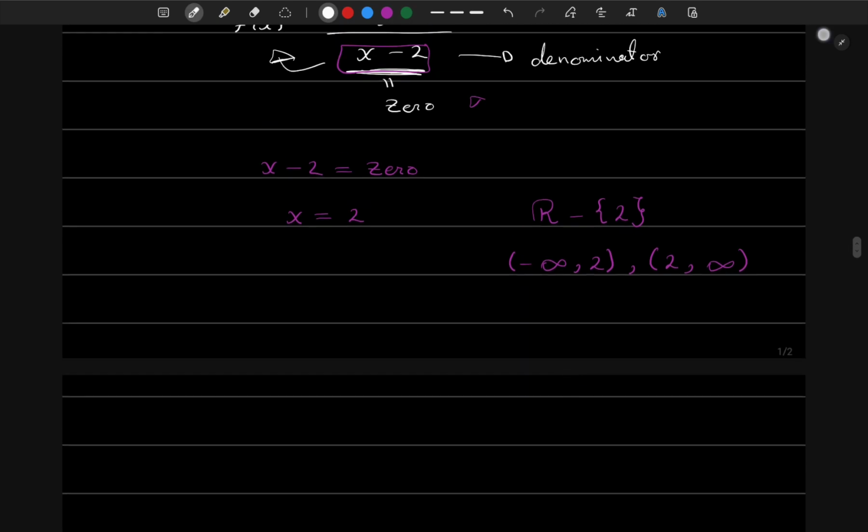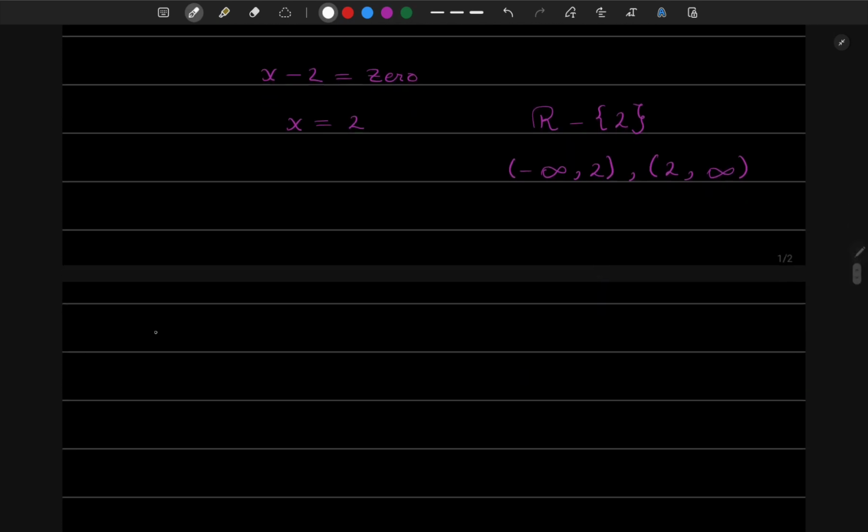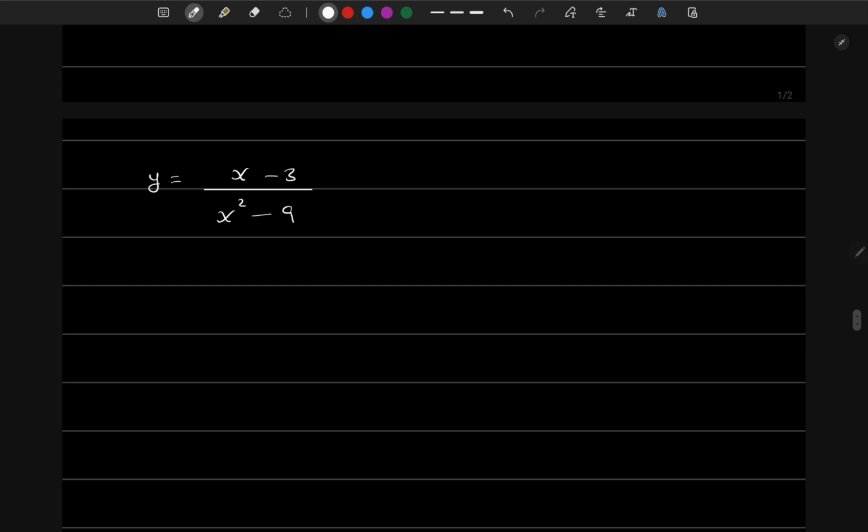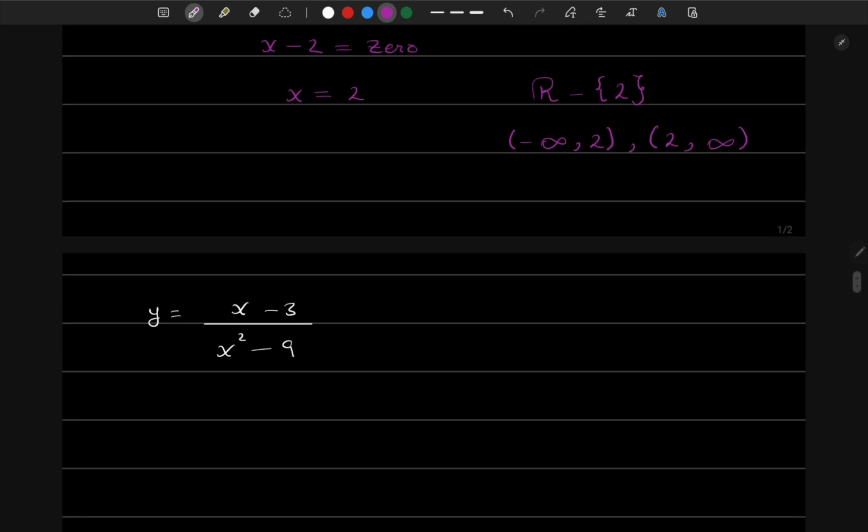We can have an example. Let us say that I have the function y equals x minus 3 divided by x squared minus 9. First of all, this is a rational function. So the numerator is irrelevant here because any value of x in the numerator is okay.